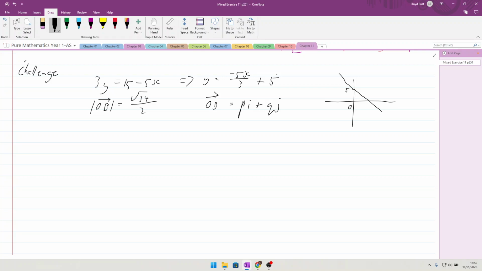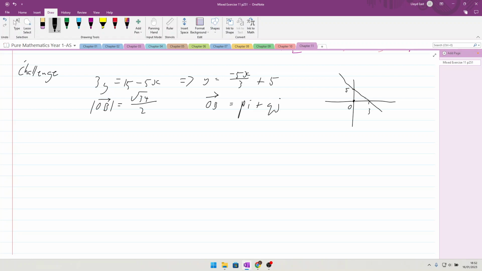So 5 divided by 5 thirds would be 3 on here. Okay, and so we're looking for this point here, and we've got OB, and it goes to pi, somewhere here as to how we get to it.